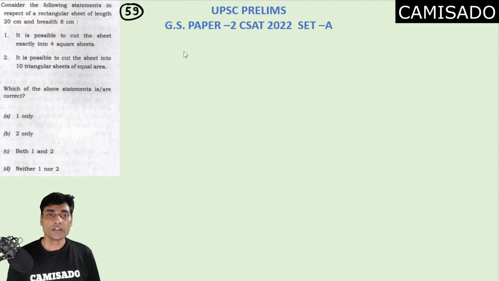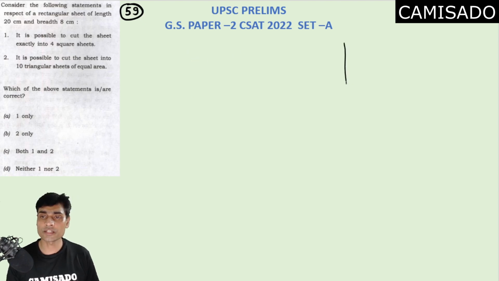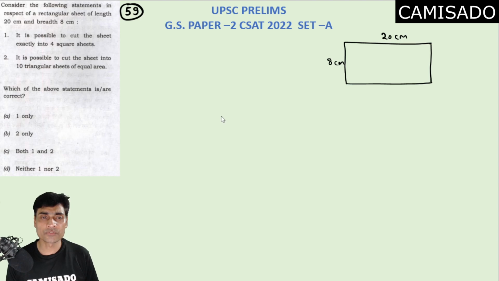Next, consider the following statement in respect of a rectangular sheet of length 20 centimeter and width 8 centimeter. So here is a rectangular sheet, fine, of 8 centimeter by 20 centimeter. Is it possible to cut the sheet exactly into 4 square sheet? No, we can't cut this sheet into 4 equal square pieces, so this is not possible.